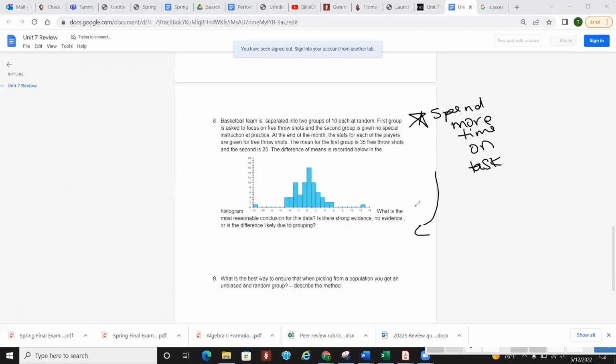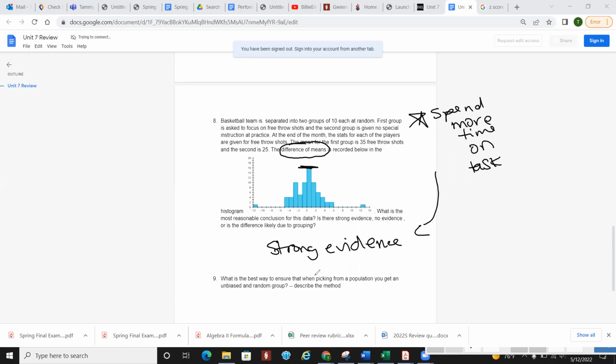Okay. Now I do want to have a conversation about this. This said difference of means. So this is the difference between the two data. Right here, this is the difference between the first group to the second group. So the difference is really great, right? So is there strong evidence? Is this peak right here really high? Yes. So there is strong evidence for, hey, if you spend more time on free throws, guess what? You're going to be better at them, right? That's what this is showing.